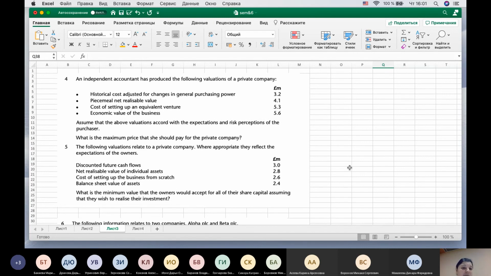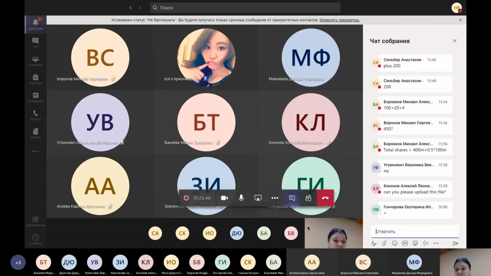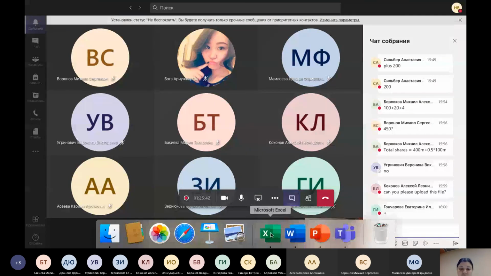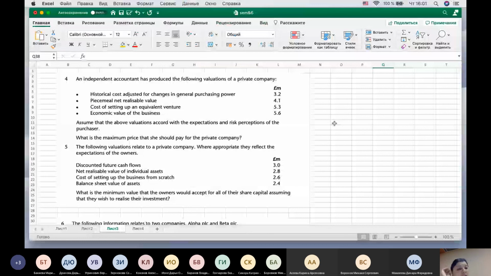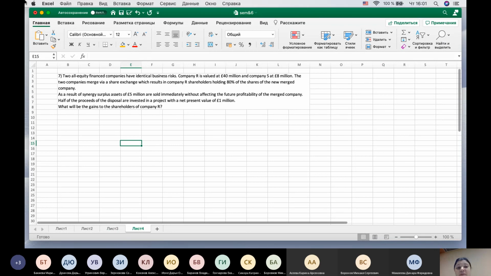And the correct answer is the cost of setting up an equivalent venture. It means to create the same company. During our lectures we named this the method of substitute: to create the same company with the same level of utility. Tasks number 5, 6, and 7 are your homework.